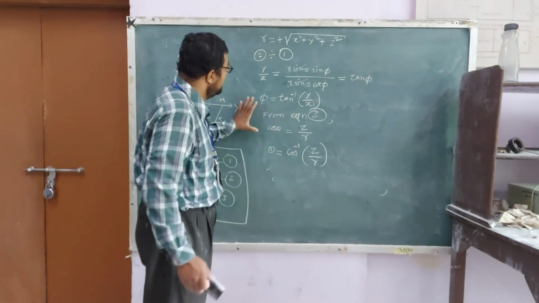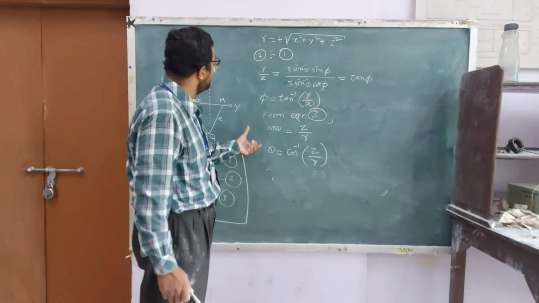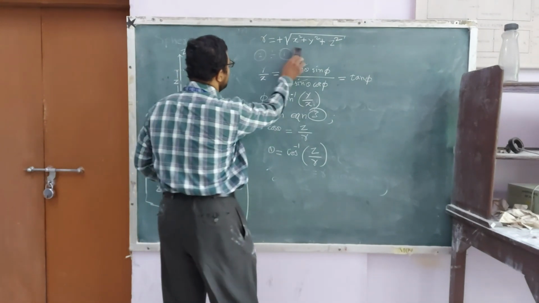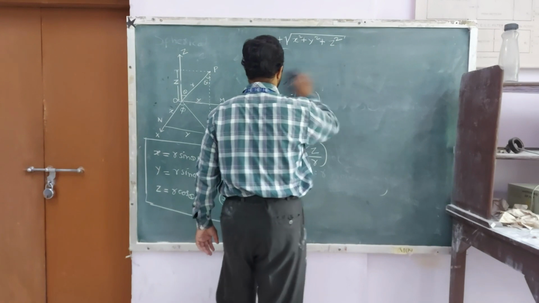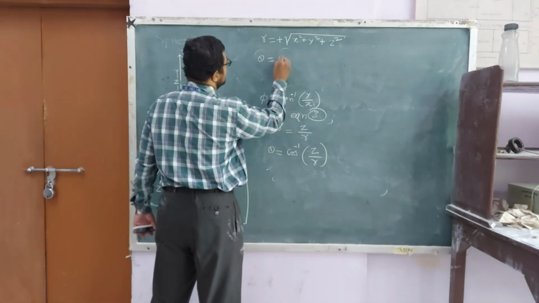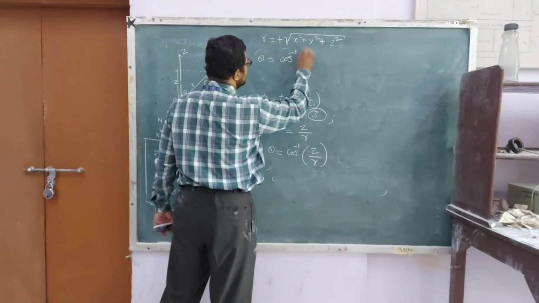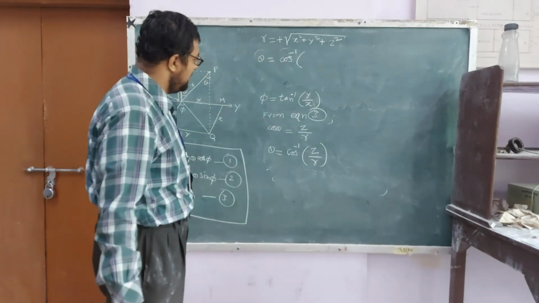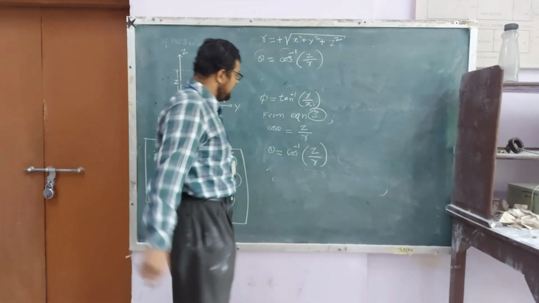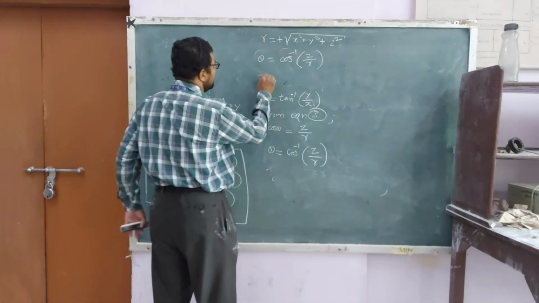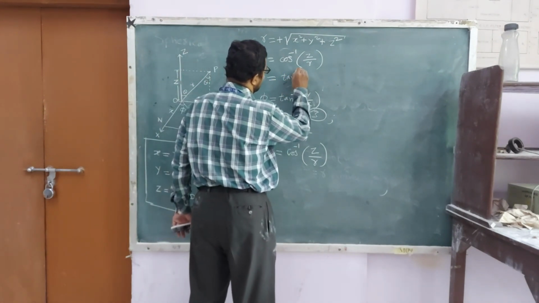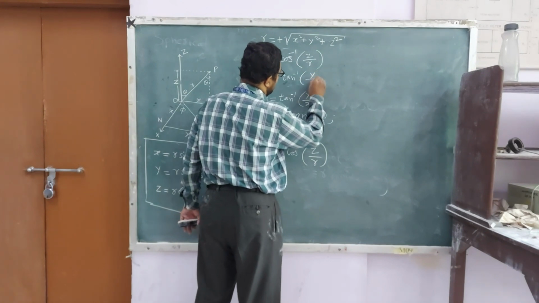So thus we get all the three coordinates: r here, then theta and phi. I will write them down one below the other. So theta is equal to cos inverse of z divided by r. Then we have phi is equal to tan inverse of y divided by x.